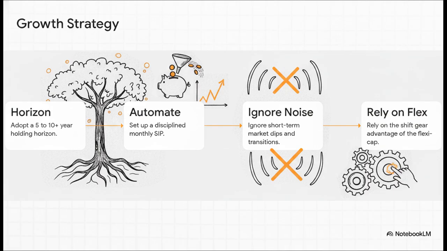Second, set up a disciplined monthly SIP, a systematic investment plan, to automate your entries and buy more units when the market is cheap. Third, ignore the short-term noise. That includes temporary market dips or the kind of manager transitions we just talked about. And finally, rely on the core advantage of the FlexiCap category. Let the manager shift the gears so you don't have to.